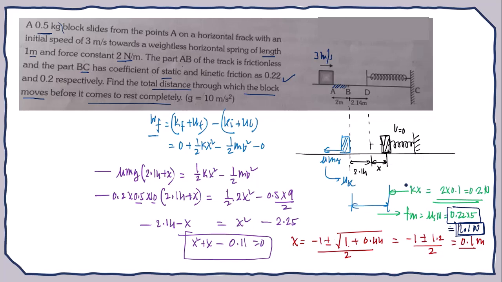But the spring is offering a force of kx. Since the kx value is less than the limiting value of friction, the block will not move further. If in the question the kx is more, then the block will again move, and ultimately it will stop after some other distance. But at this point the block will come to a permanent stop. So your answer for the total distance is basically 0.1 meter. That is your answer. Okay, hope you understand this.